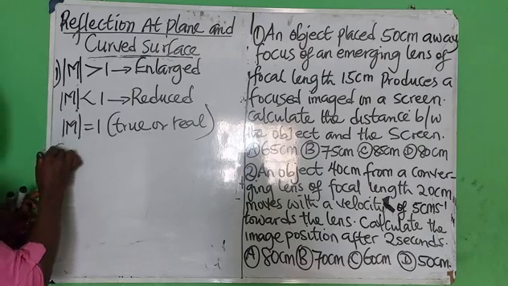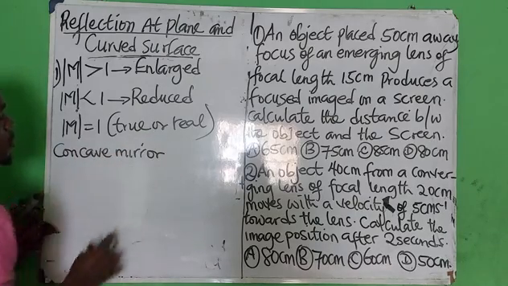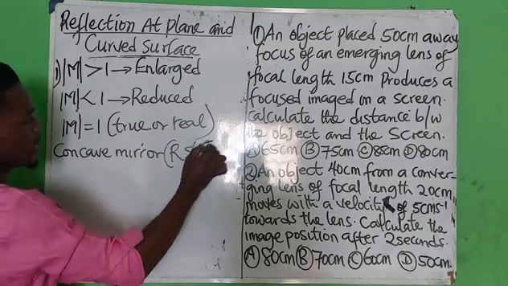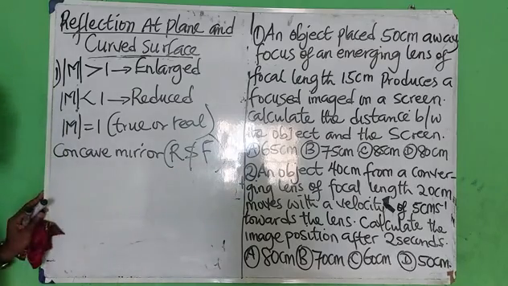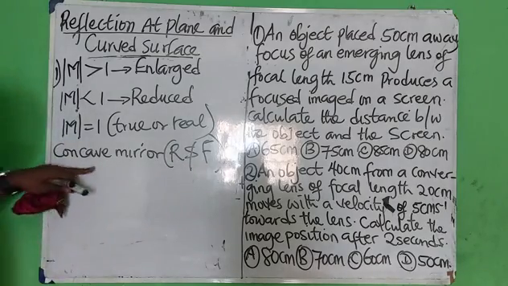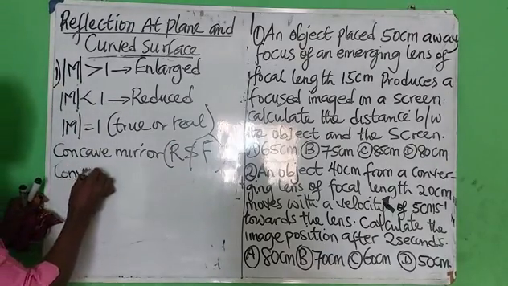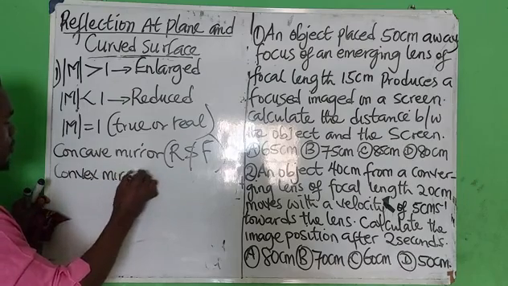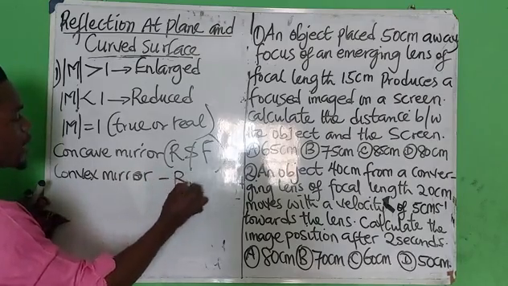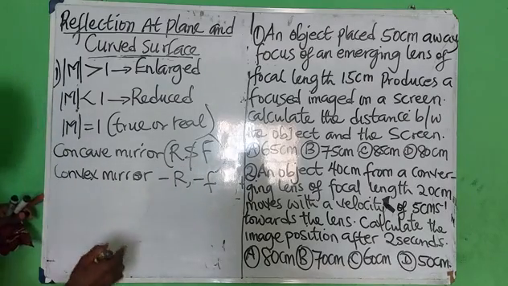Please, in a concave mirror, the radius of curvature and focal length are positive. The radius of curvature and focal length of a concave mirror are positive, please. But in a convex mirror, please take note that the radius of curvature is negative and the focal length is also what? Negative.